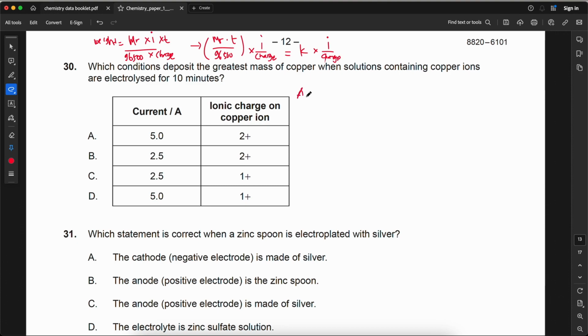Let's check for A. A will be K times 5 divided by 2. B will be K times 25 divided by 2. C would be K times 2.5 divided by 1. And D will be K times 5 divided by 1. So this will be the biggest number.